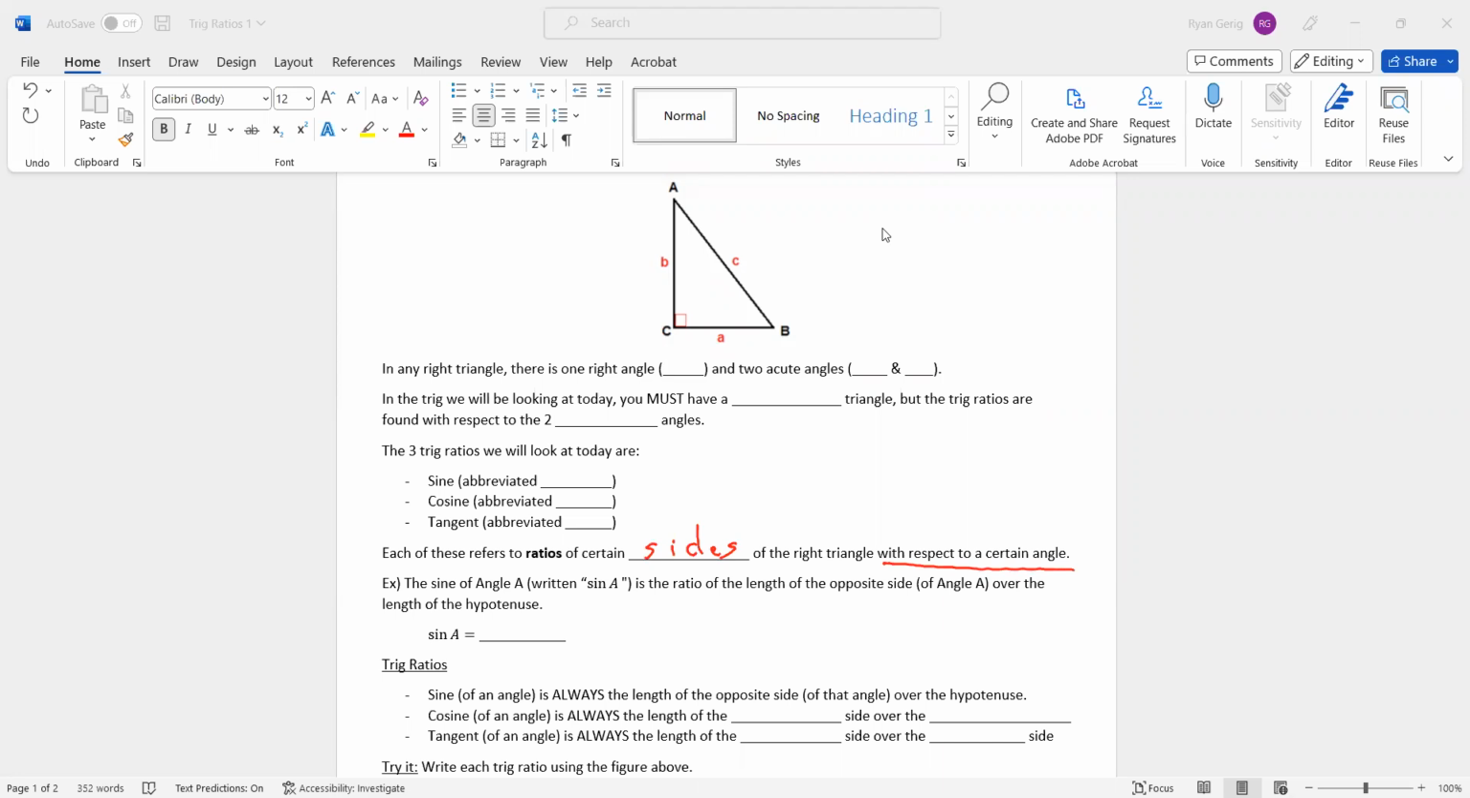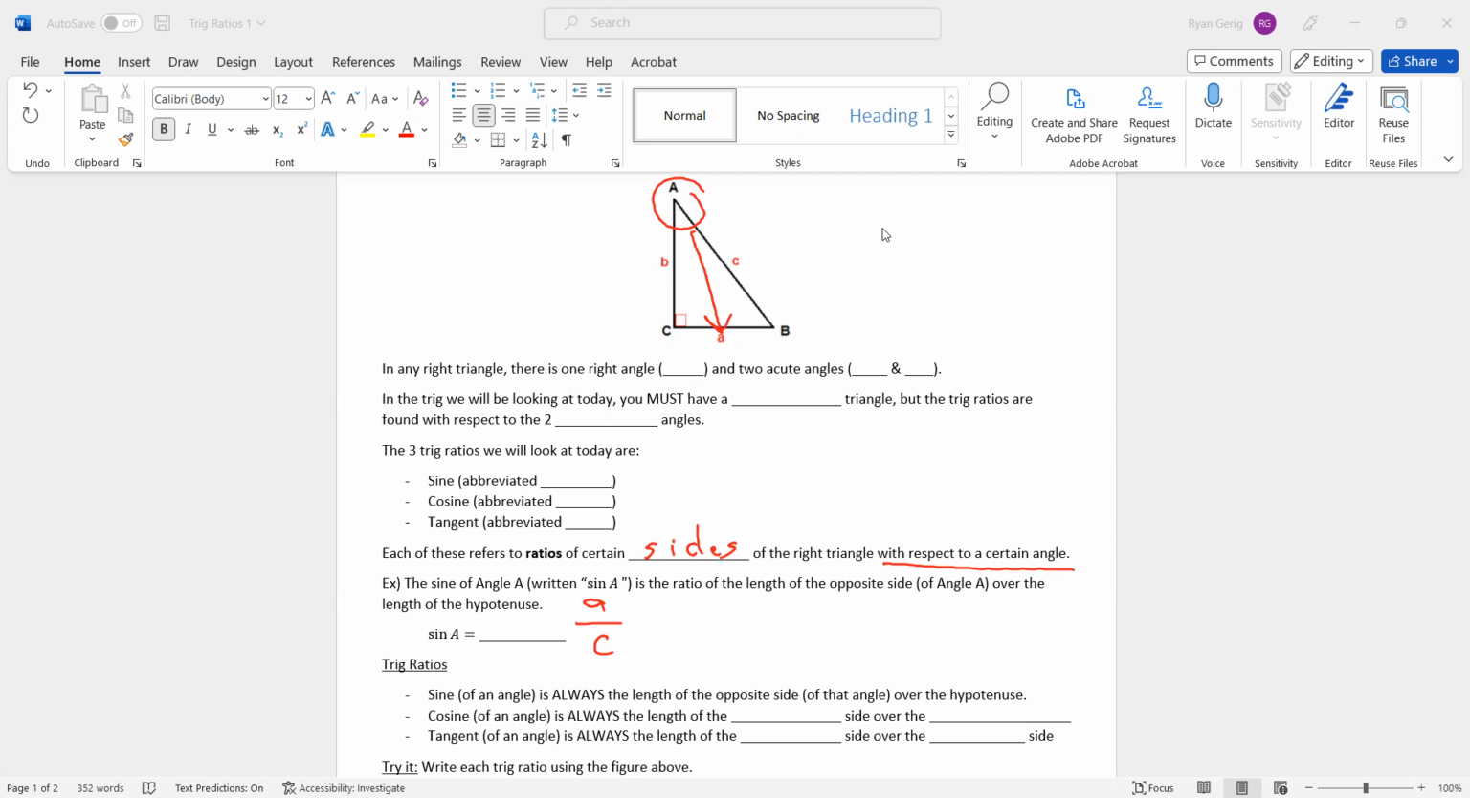The sine of angle A, written sin A, is the ratio of the length of the opposite side of angle A over the length of the hypotenuse. So if I'm looking at this picture up here, angle A, which side is opposite angle A? That would be little a there. So it's A over the length of the hypotenuse. In this case, the hypotenuse is C, right? So A over C. The sine of A equals A over C.